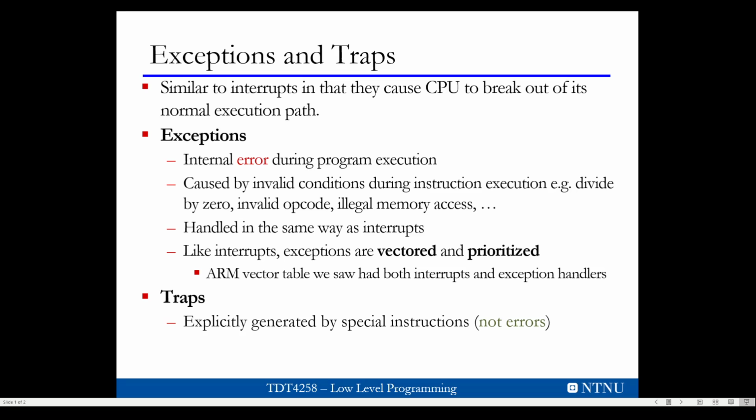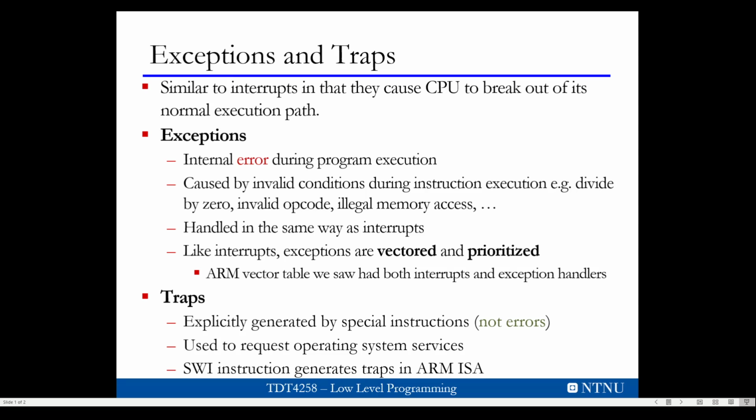Now moving on to traps, they also interrupt the normal execution flow. However, whereas exceptions were internal errors, traps are not errors. These are the control flow interruptions that are explicitly requested by the programmer. And why would a programmer do so? These are done to request some operating system services. In ARM ISA, SWI is an instruction that can be used to generate traps.